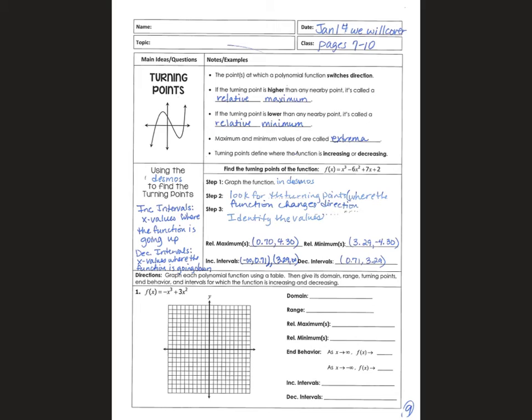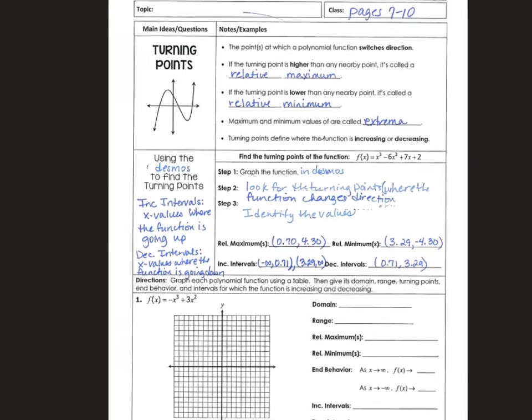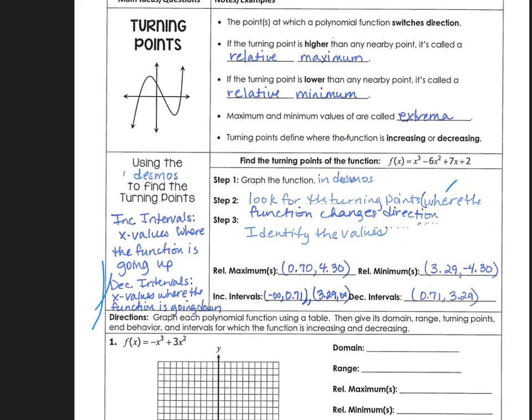Okay. Turning points, relative maximum, relative minimum. And then we're also going to talk about increasing and decreasing intervals. So I'm not going to get into all of this stuff here at the bottom with the graphing today. I'll tell you guys what I want you to do there. But you do need to know what these terms mean for your Delta Math assignment.